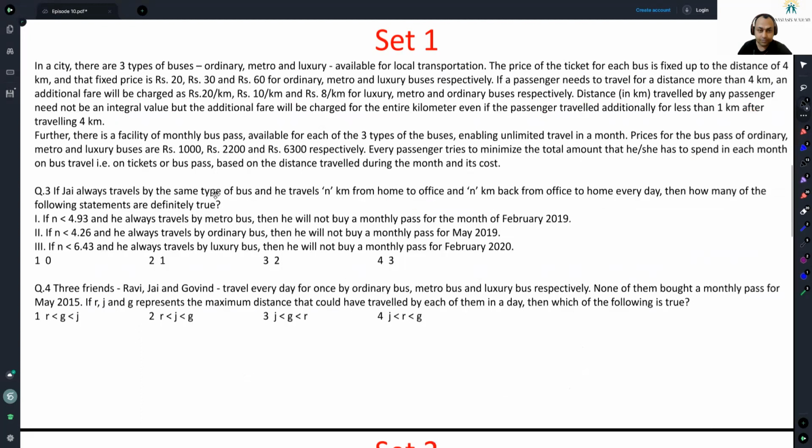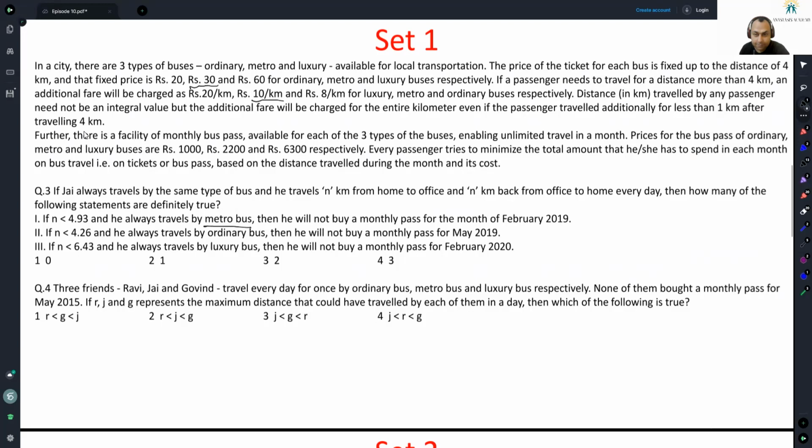Moving on. Next question. If Jay always travels by the same type of bus and he travels n kilometers from home to office and n kilometers back from office to home every day, then how many of the following statements are definitely true? If n is less than 4.93 and he always travels by metro bus. Okay. So metro bus was 30 and 10. Then he will not buy a monthly pass for the month of February 2019.